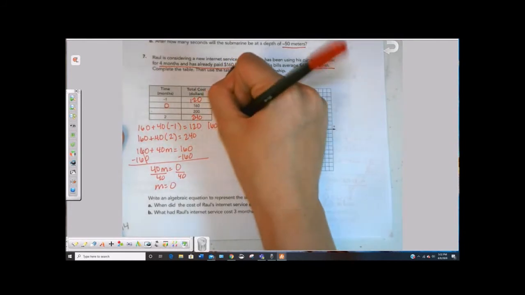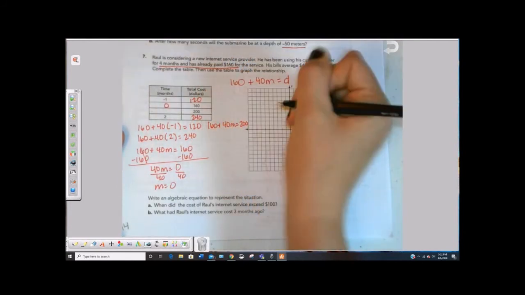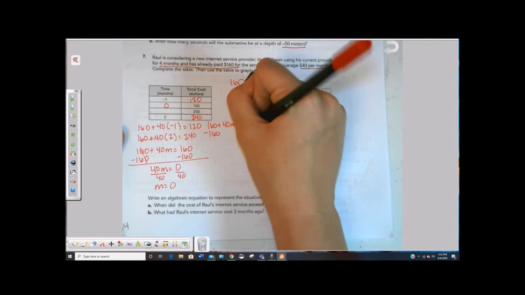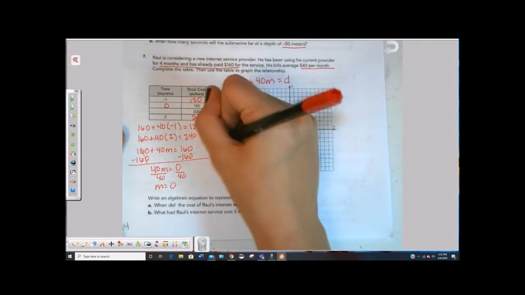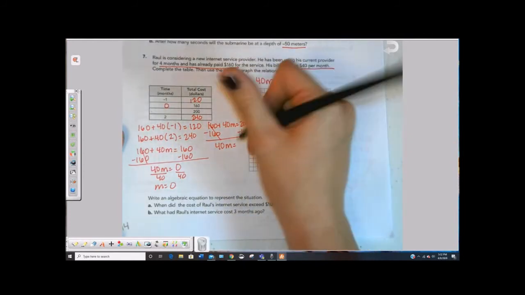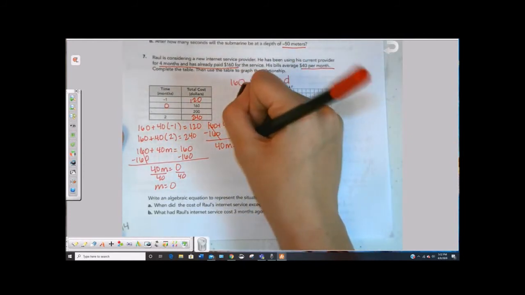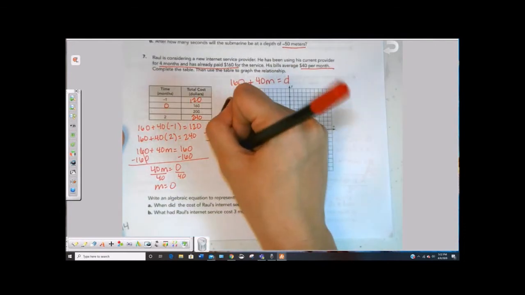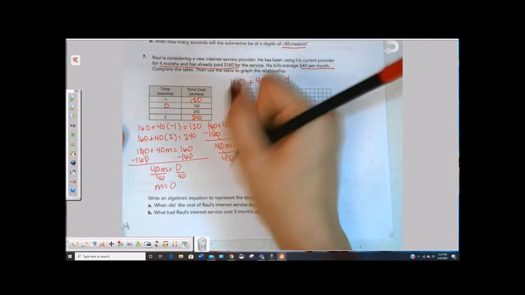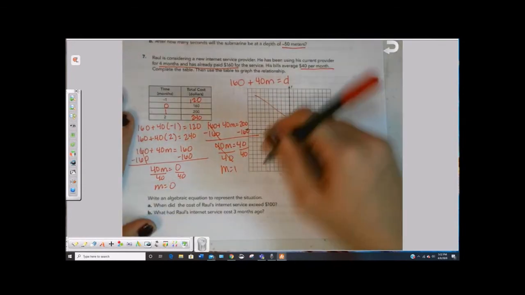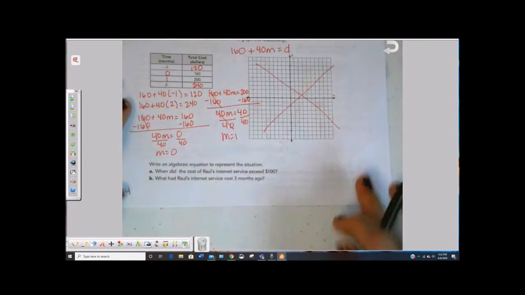Now, how many months is 200? We're going to do 160 plus 40m equals 200. Subtract 160 on both sides, 40m equals 40. Divide by 40 on both sides, and you get m equals 1. So in 1 month from where he's at, he's going to be paying $200.